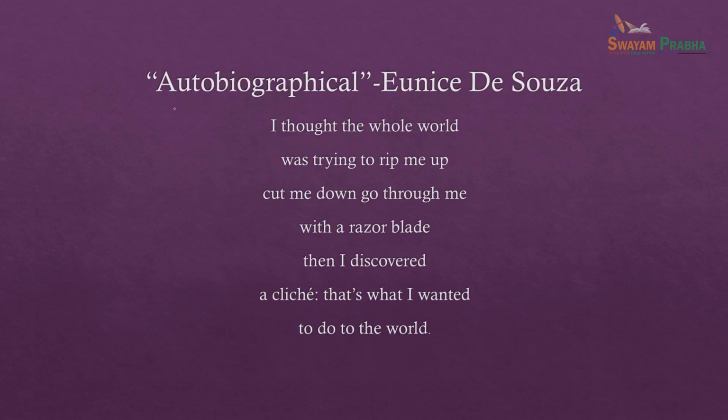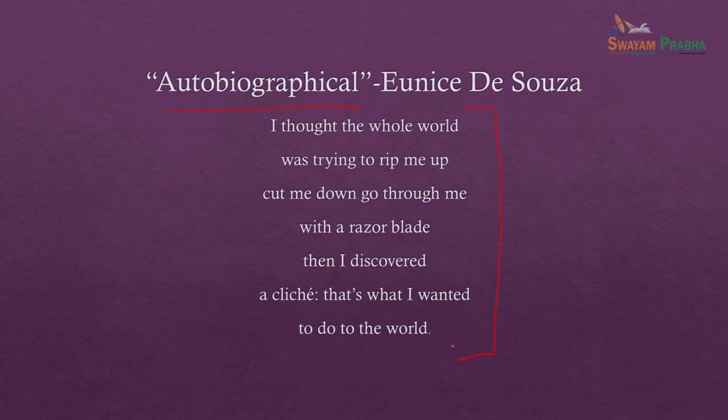We will just go through this poem called Autobiographical. It is by Eunice D'Souza. It is one of the very short poems written by her. I thought the whole world was trying to rip me up, cut me down, go through me with a razor blade. Then I discovered a cliché. That is what I wanted to do to the world.